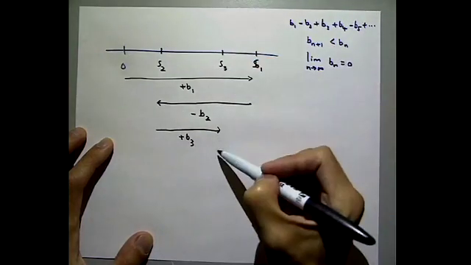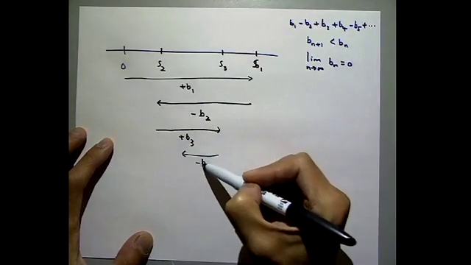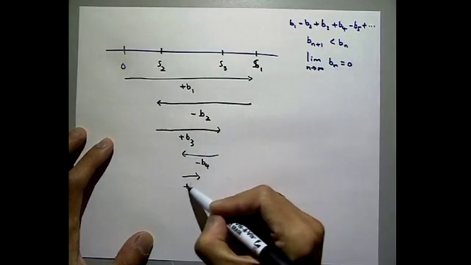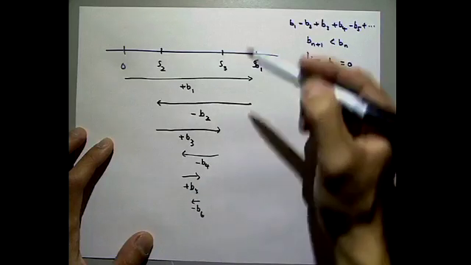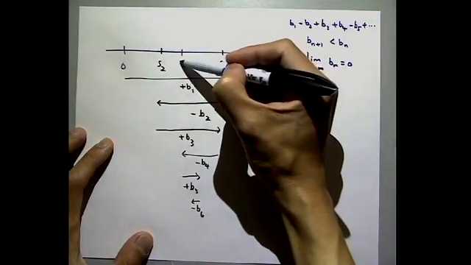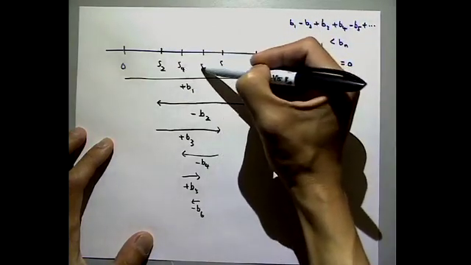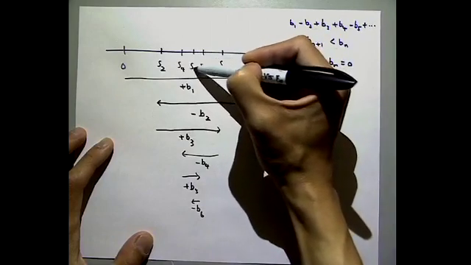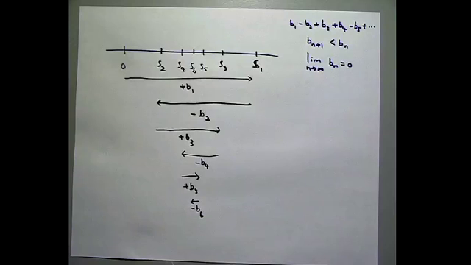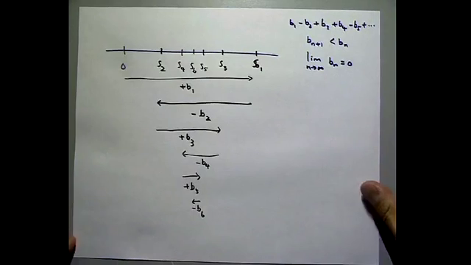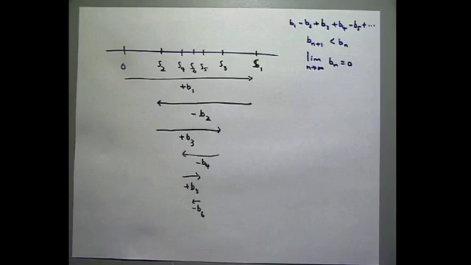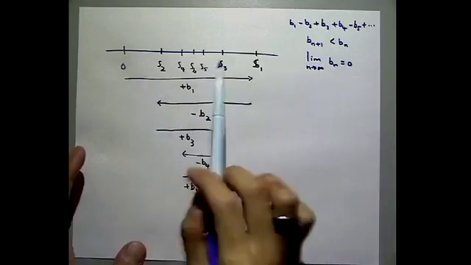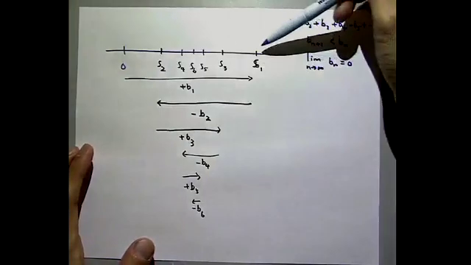And then if I keep doing that, here's my negative b4, plus b5. Notice they're getting smaller. Minus b6 and so on. So that's going to put me here, here, here. Right? As long as each step I take in either direction is smaller than the previous one, it will eventually put me somewhere between where I started and the farthest to the right I went.